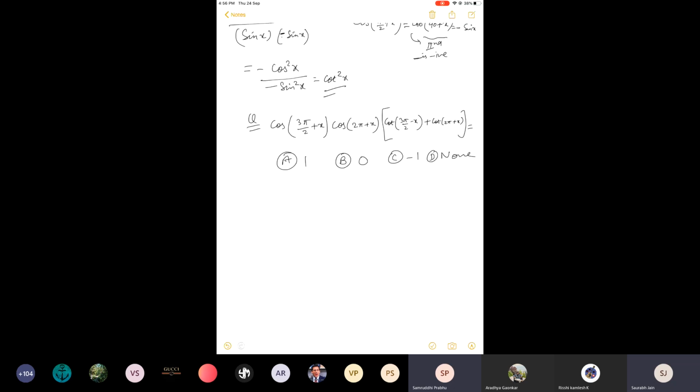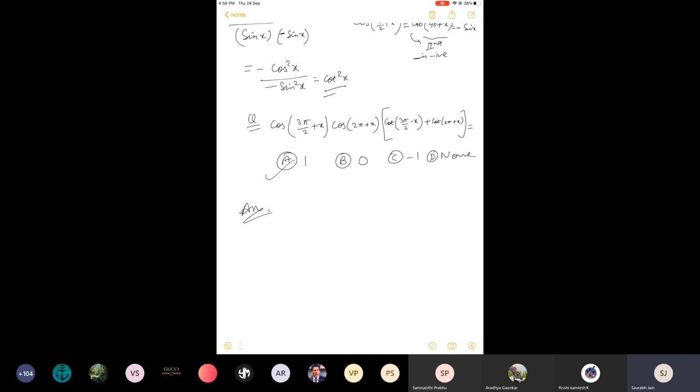Yes, that's correct. Good. So let me solve it. First you have to reduce all of these terms, because the reduction formula will be used and all these terms will be changed in terms of angle x.